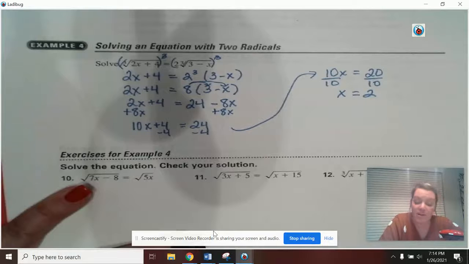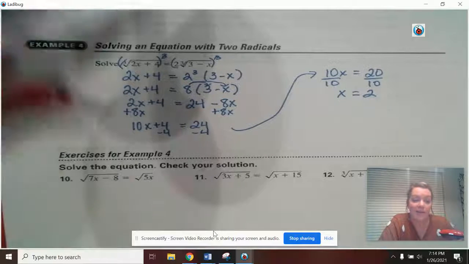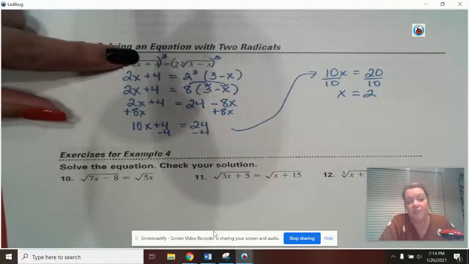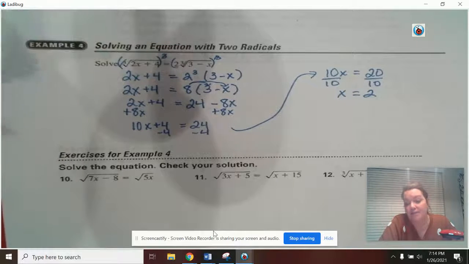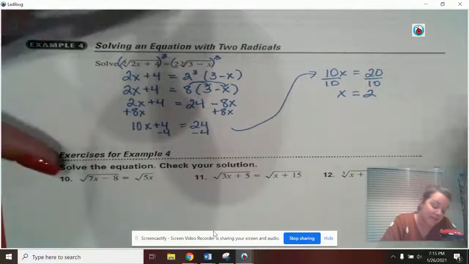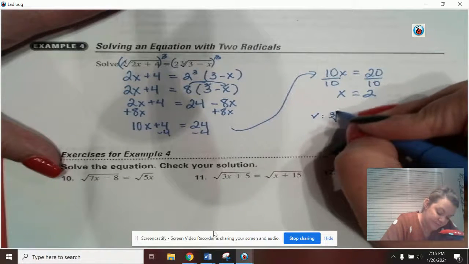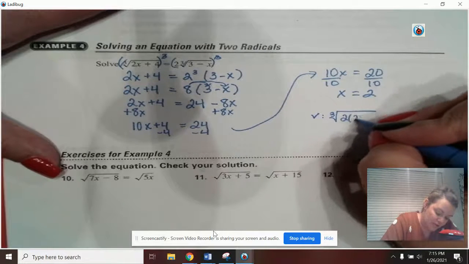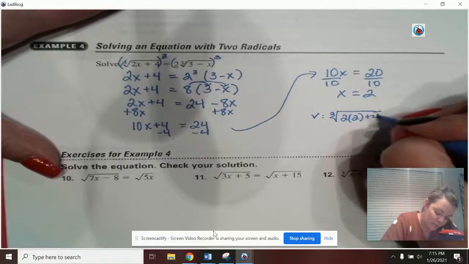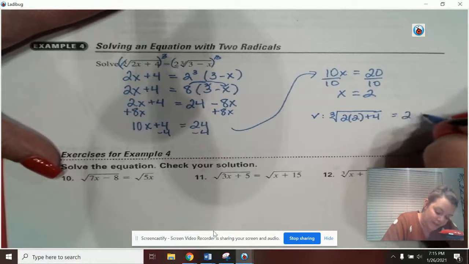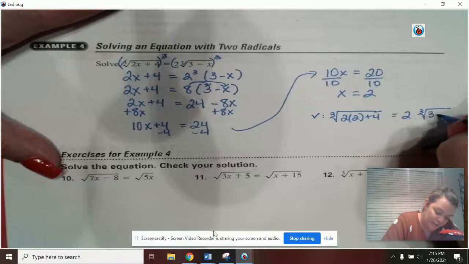I'm going to do a quick check just to make sure. So I'm going to plug it back into the original equation for x, both places I have an x, and make sure it equals the same thing on both sides. So when I do my check, I have the cube root of 2 times 2 plus 4 on the left. I'll simplify that in a minute. On the right, I have 2, and then I have cube root of 3 minus 2.